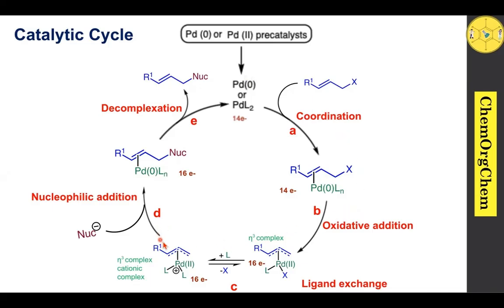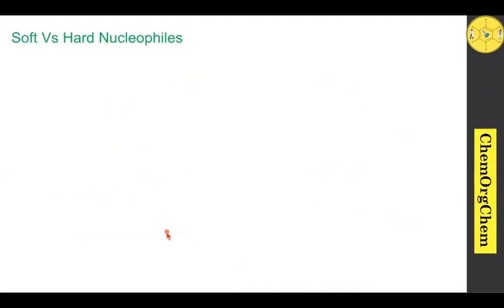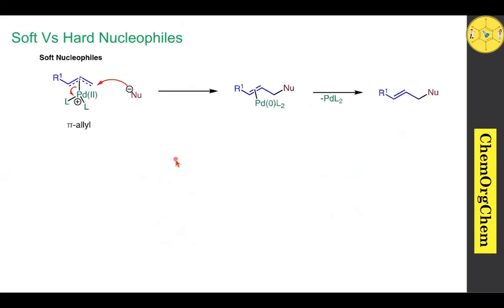However, depending on the nucleophile, this particular nucleophilic addition step is slightly different. So let's see how this nucleophilic addition step is different. Next we are going to see soft versus hard nucleophiles in this nucleophilic addition step. When we use soft nucleophiles, they readily attack the terminal carbon of this pi-allyl complex, which then produces the corresponding palladium complex intermediate, followed by decomplexation, which produces the allylic substitution product.